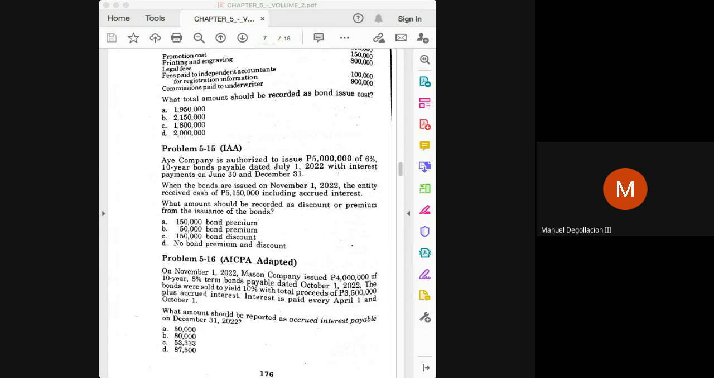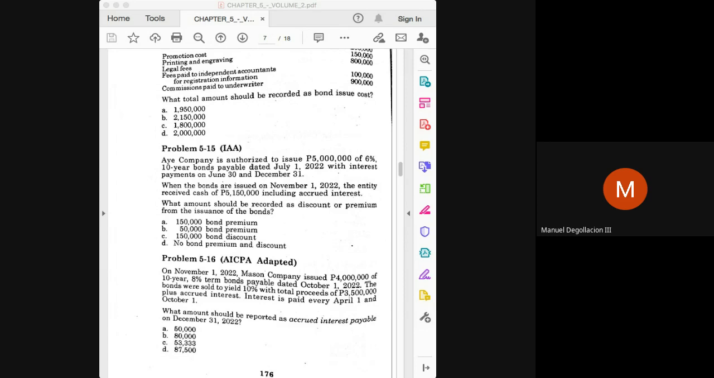Okay, you would have answered D if you did not take into account the fact that the 5,150,000 includes accrued interest. Okay, so this is the distinction, class. Please do not always equate cash receipt, the cash proceeds, with the price on the bond. Okay, the amount of cash that you will receive will not be the same as the price of the bond if ever there is accrued interest.